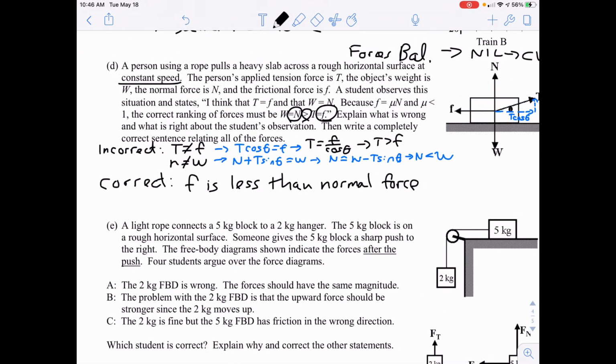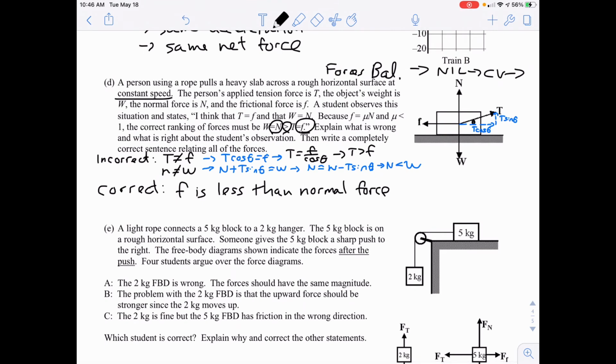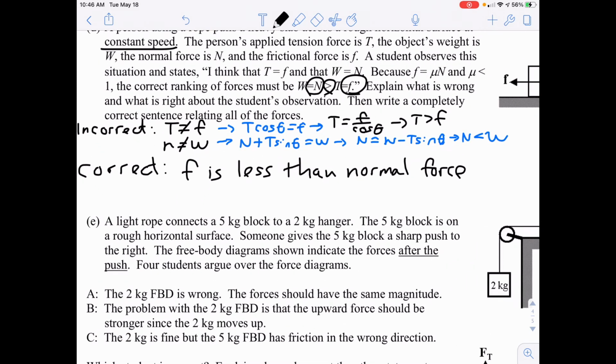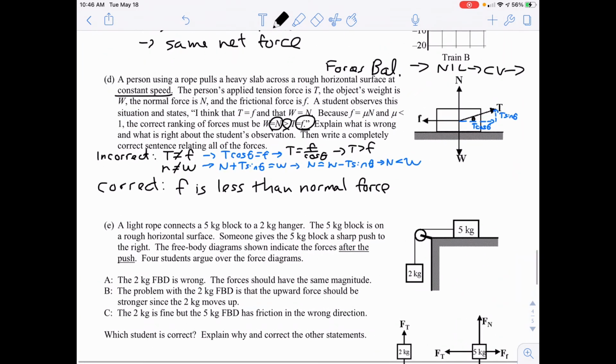Okay, now let's write a correct statement about this. And we're comparing all four of these. So we know that friction will be less than normal force. We know that normal force is less than weight. And we know that tension is going to be greater than friction.